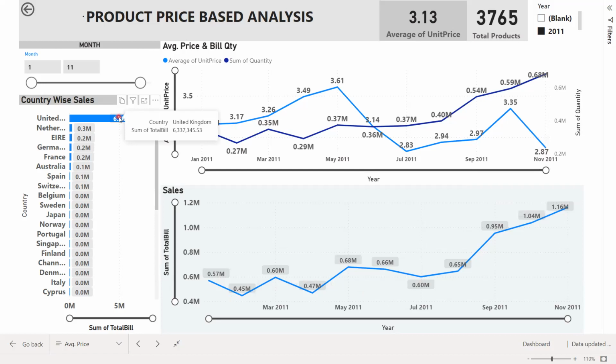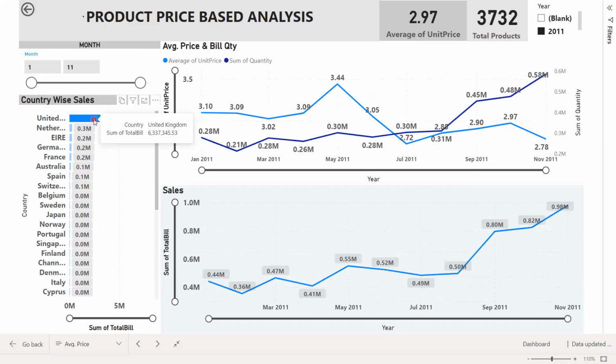Further, if you see this complete scenario country-wise, then again the UK was the one that has contributed a lot. On this basis we can understand that special attention has to be given to the United States, so we can increase and anticipate more sales in future.